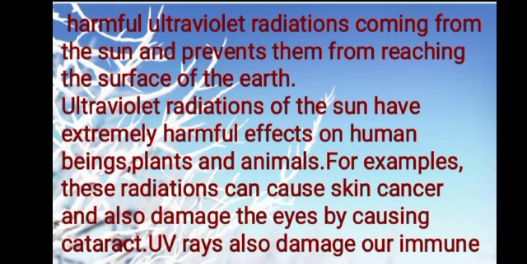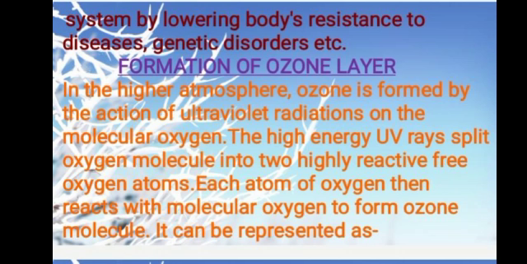Ultraviolet radiations of the sun have extremely harmful effects on human beings, plants, and also on animals. For example, these radiations can cause skin cancer and also damage the eyes by causing cataract. UV rays also damage our immune system by lowering the body's resistance to diseases, and they can also cause genetic disorders.